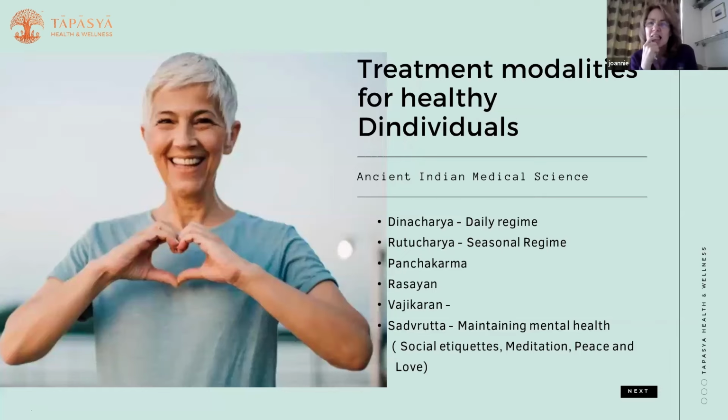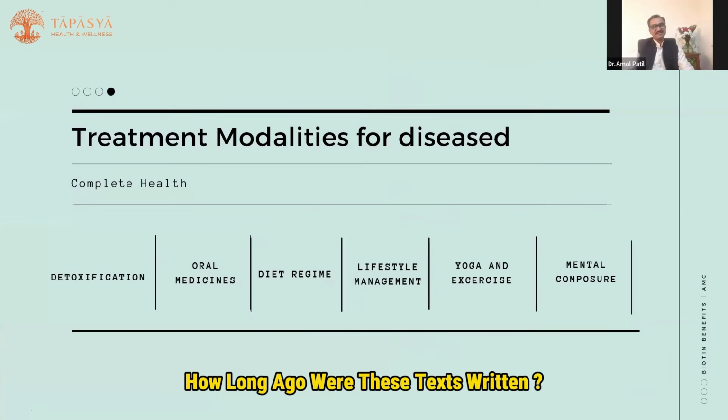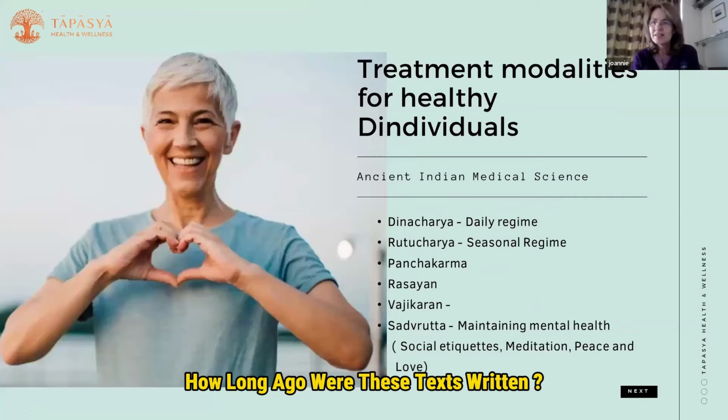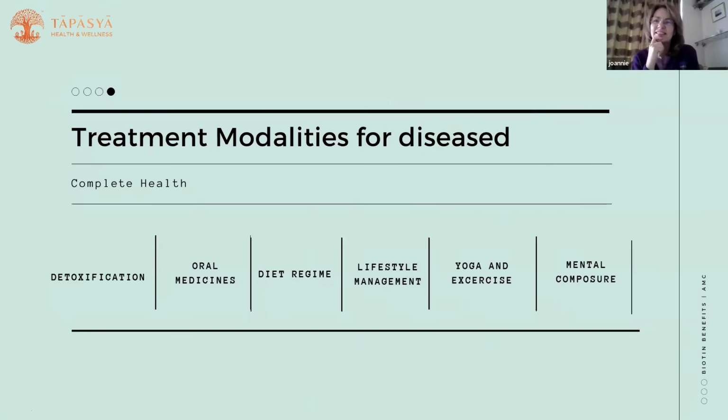So likewise, I was just going to ask, how long ago were these texts written? Approximately, people say that it was written somewhere around 5,000 years back. But I would say, forget about how many years back it is, it has been written in an era where there were no temples, because in Ayurveda there is no reference to any temple.